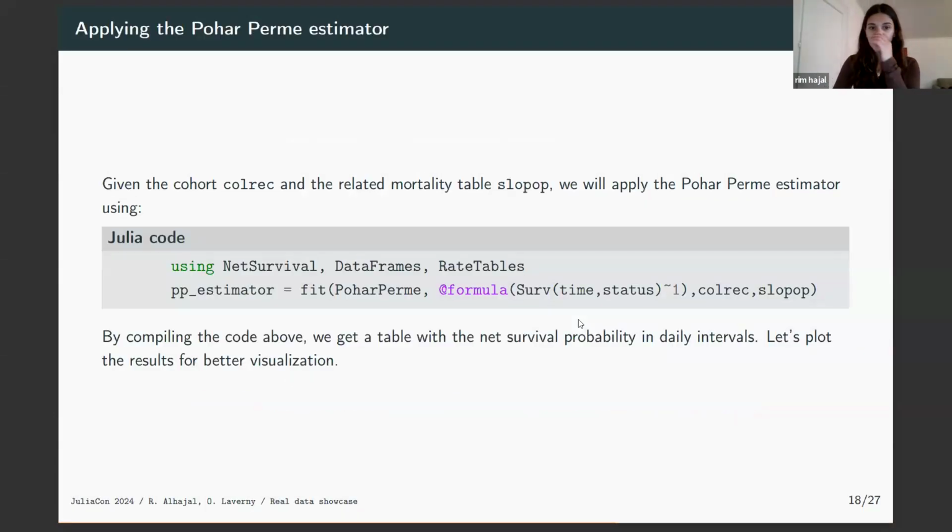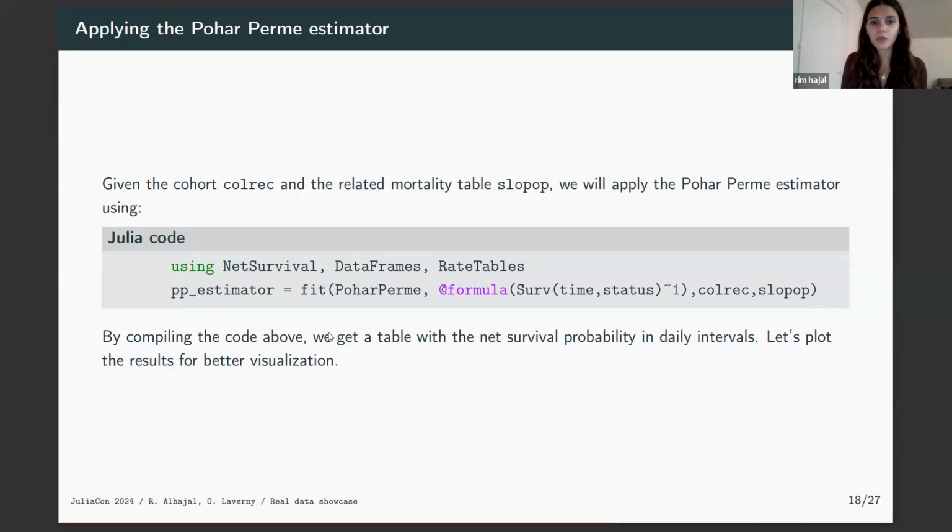And now to look at it from a net survival point of view, or a relative survival point of view, we're going to apply the Pohar Perme estimator. And the Pohar Perme estimator is basically estimating the excess mortality rate. The excess mortality rate is the mortality rate specific to people with the given cancer or the given disease, compared to the populational mortality rate that is given from the mortality table.